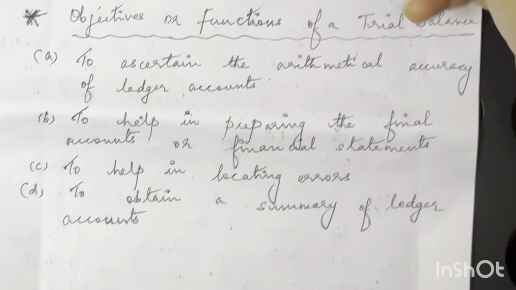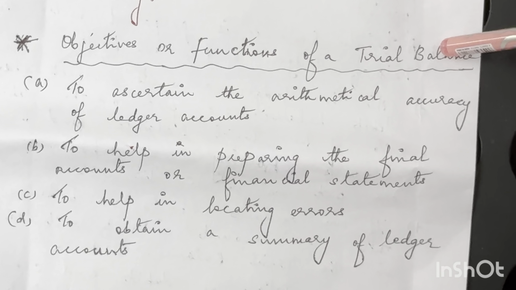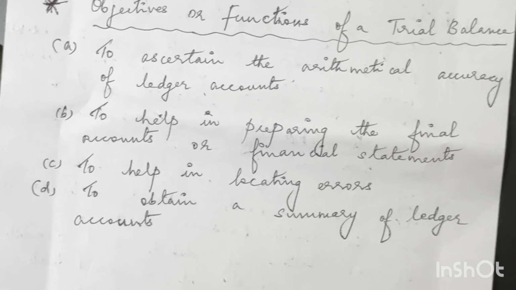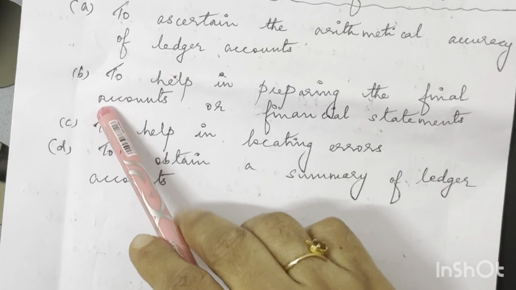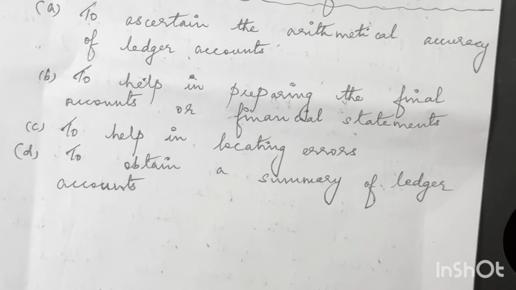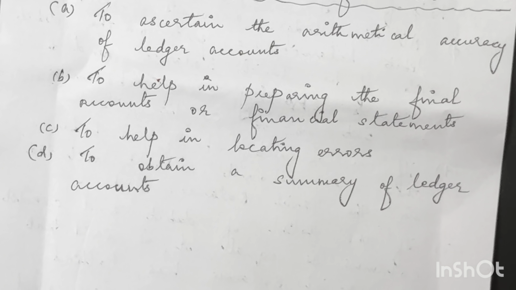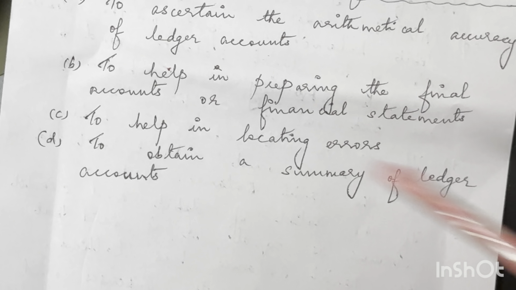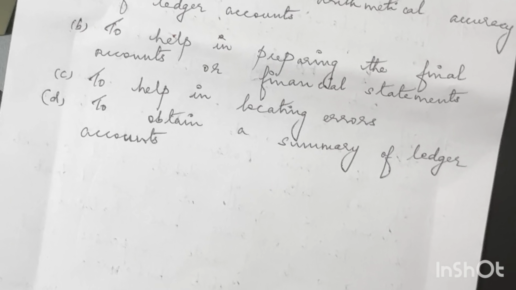So again, I'm going to teach you which are the objectives or functions of a trial balance. A, to ascertain the arithmetical accuracy of ledger accounts. B, to help in preparing the financial statements or the final accounts. C, to help in locating or finding the errors. And D is to obtain a summary of the ledger accounts.